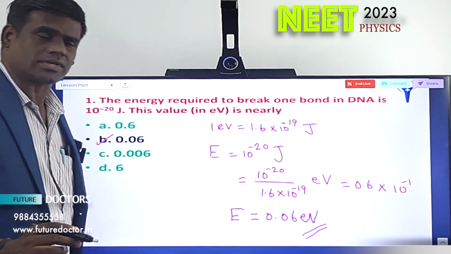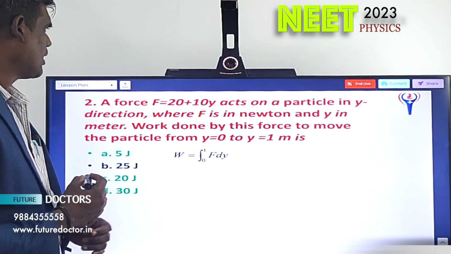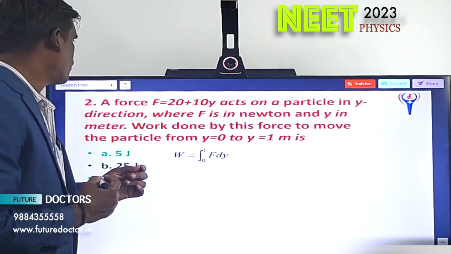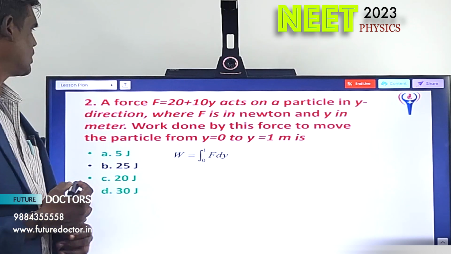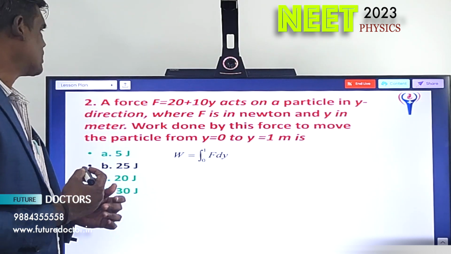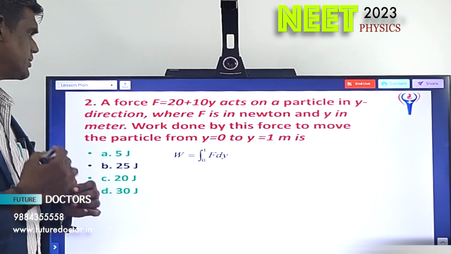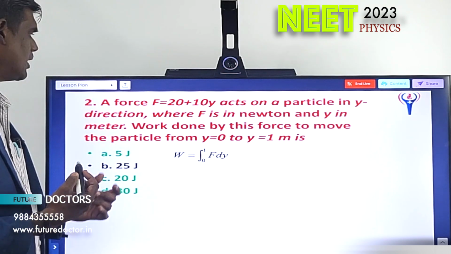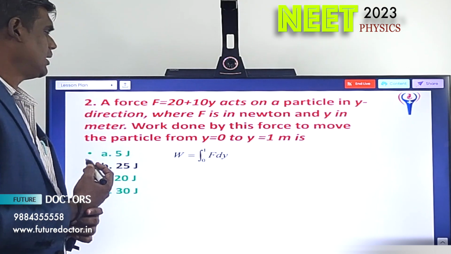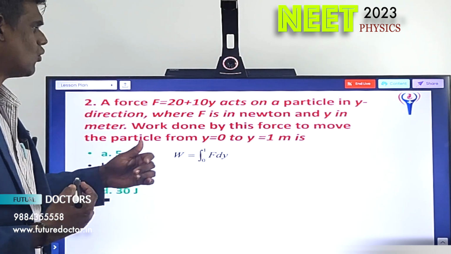Let's move to the second question. A force F equal to 20 plus 10y acts on a particle in the y direction. F is in newton and y is in meter. Work done by this force to move the particle from y equal to 0 to y equal to 1 is dash. Formula: work done W equal to force into displacement, that is, integral F into dy. And the F value is given as 20 plus 10y.